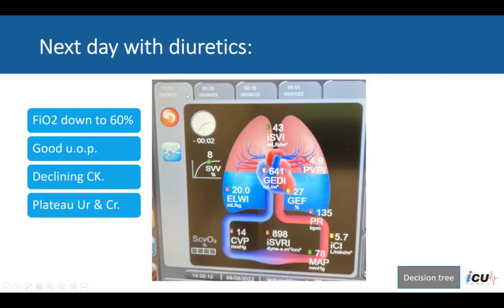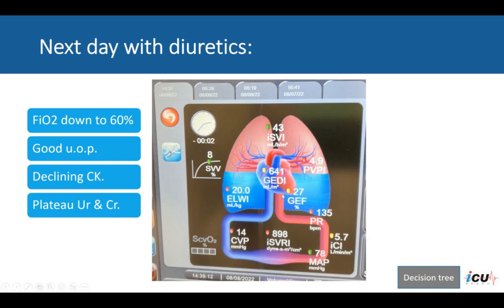So the next step was to give this patient diuretics. And FiO2 was down to 60% from 100%. Urine output improved, patient diuresed. The CK is declining, and the urea and creatinine plateaued.